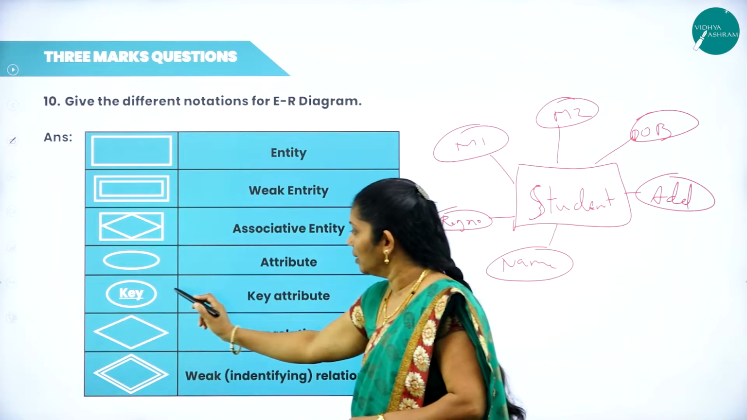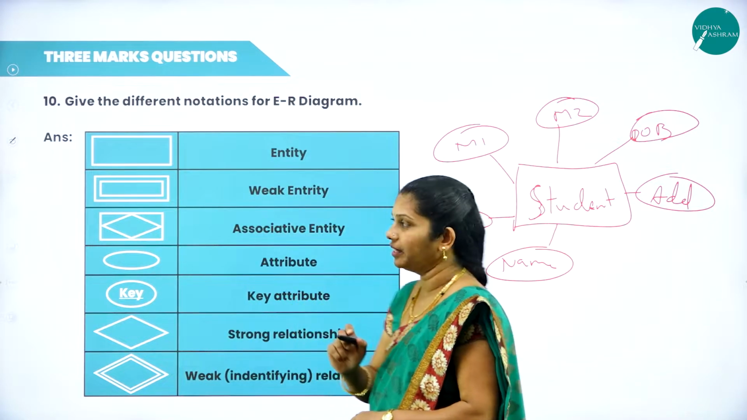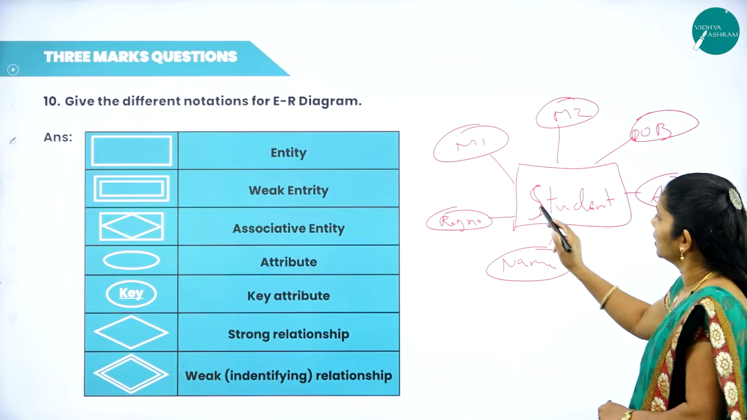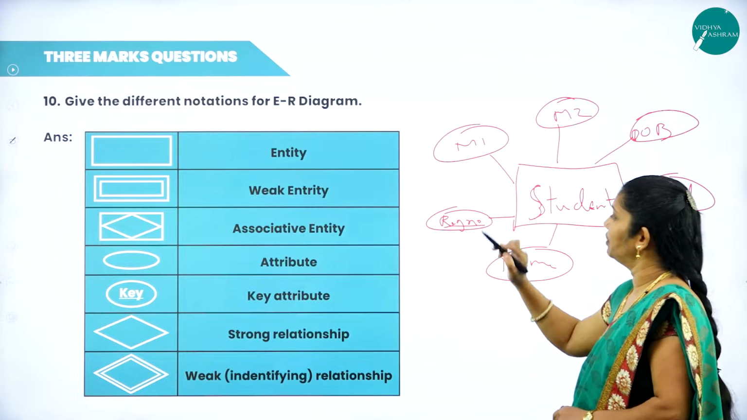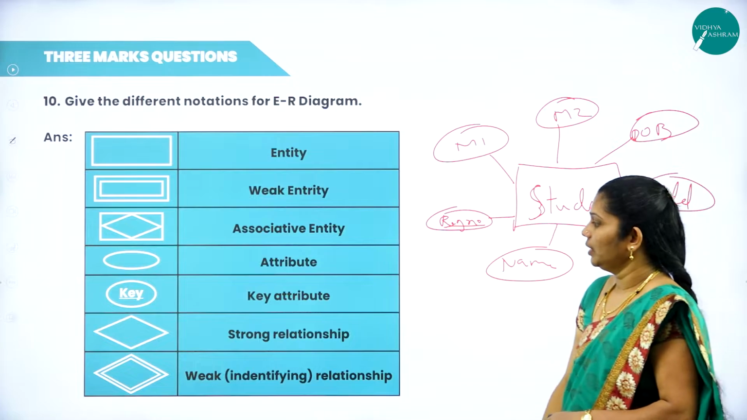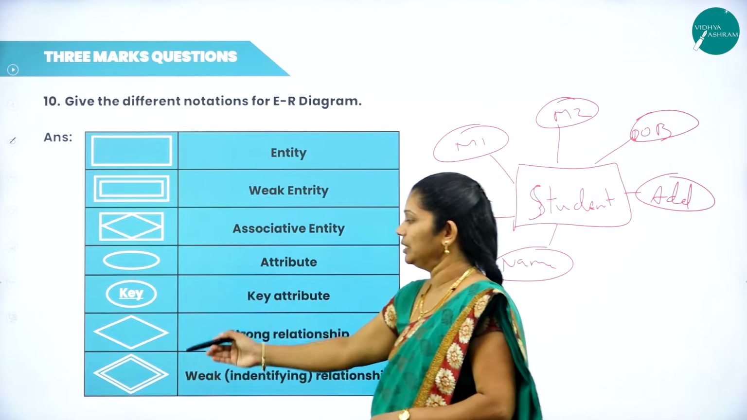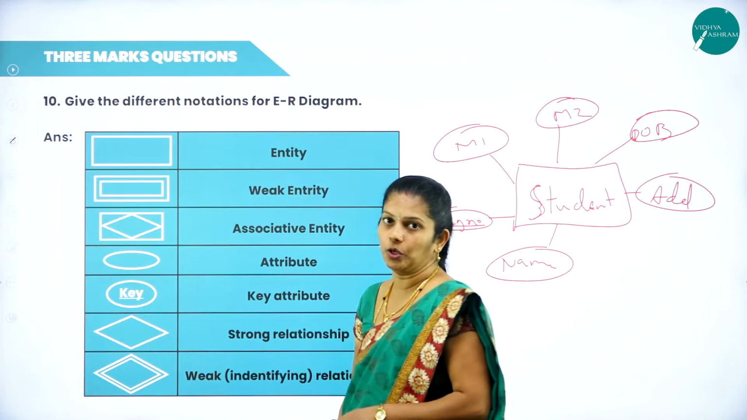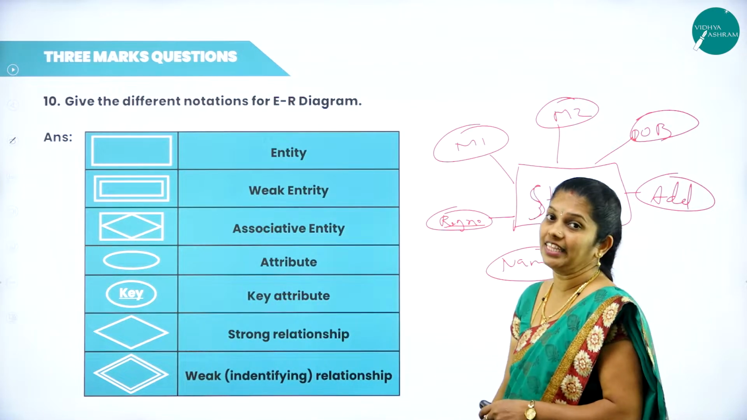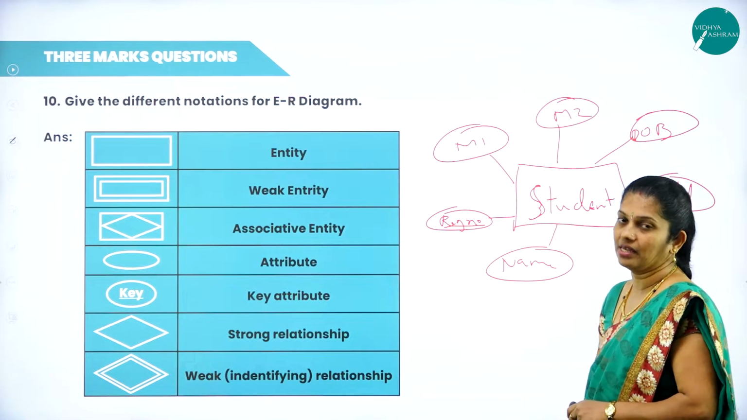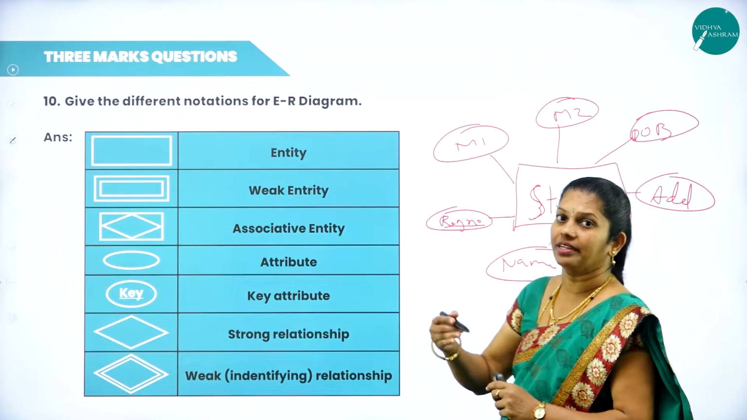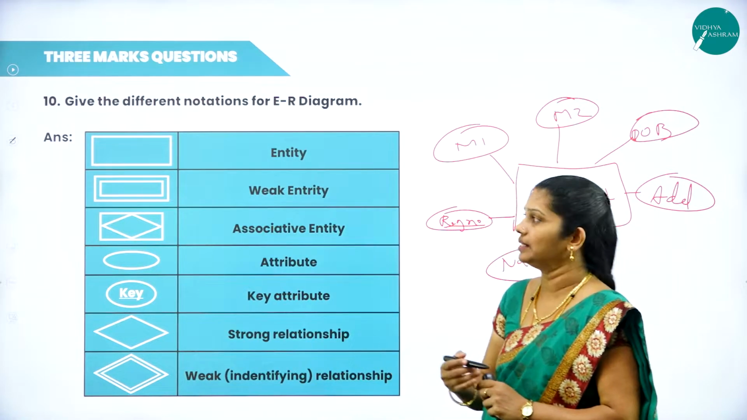If a particular attribute is a primary key, as you observe here the register number is a primary key, there we have to put an underline. If it is a weak relationship, then we use this symbol. These are the few symbols we use to represent any relationship in a database: the data, their attributes, their relationships, we can represent like that here.